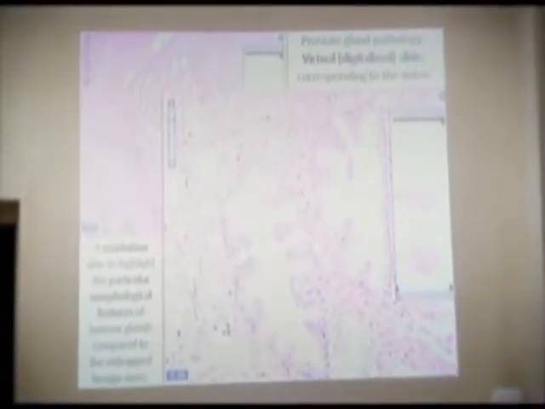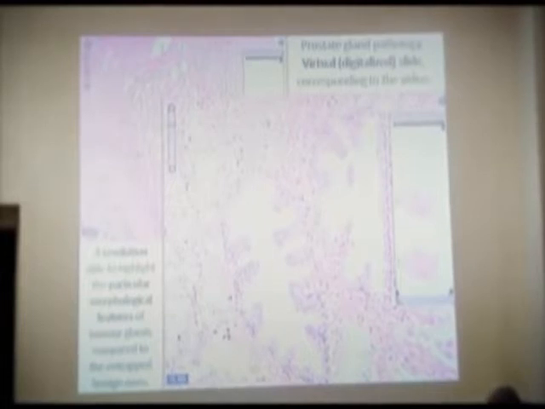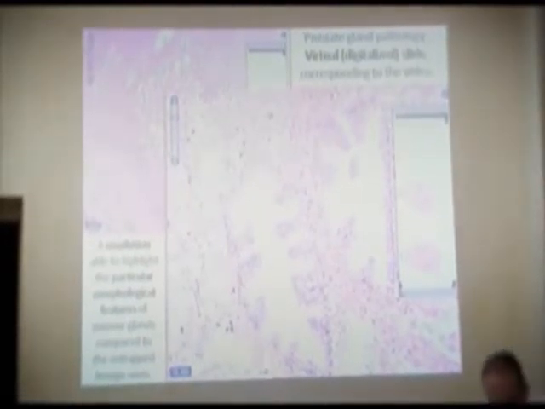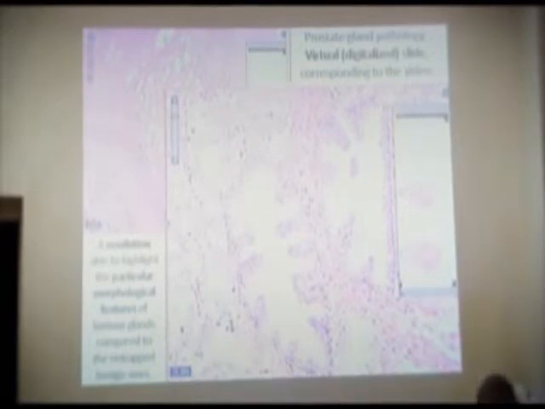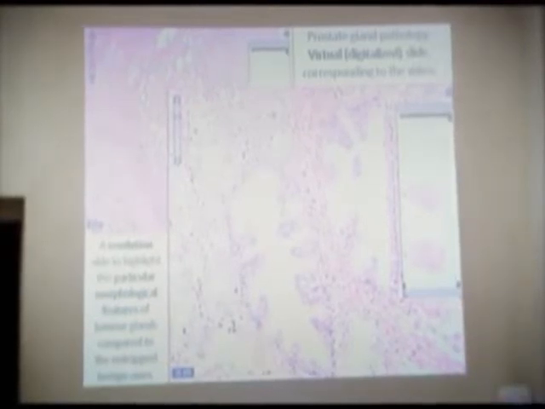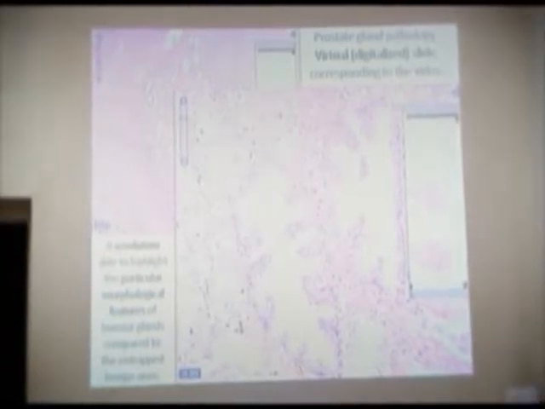As you can see, the resolution is quite high and quite clear, so that the user can put in parallel the features of malignant prostate glands by comparison to entrapped normal glands, in which you can see how well the basal cell layer is preserved.